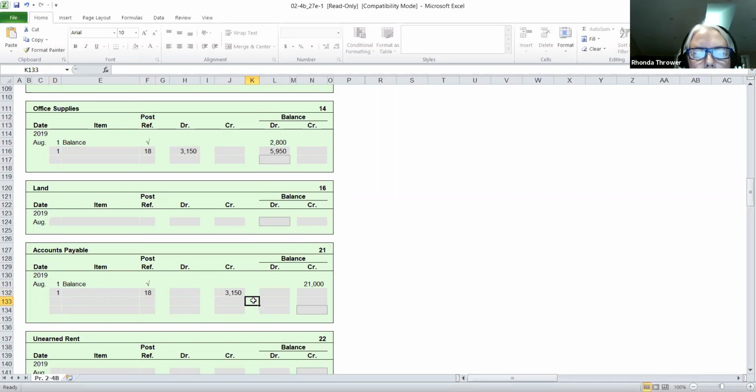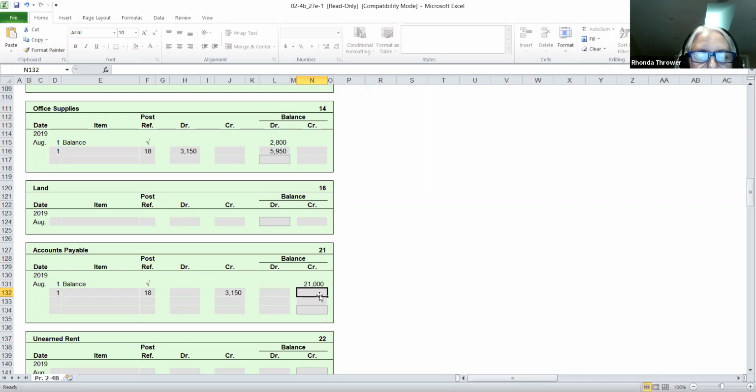A credit to accounts payable will increase the balance that is previously there. This balance came last month that they just brought forward. So last month, at the end of the month, we owed $21,000. Now we're adding an additional amount to that $21,000 to get the new balance.